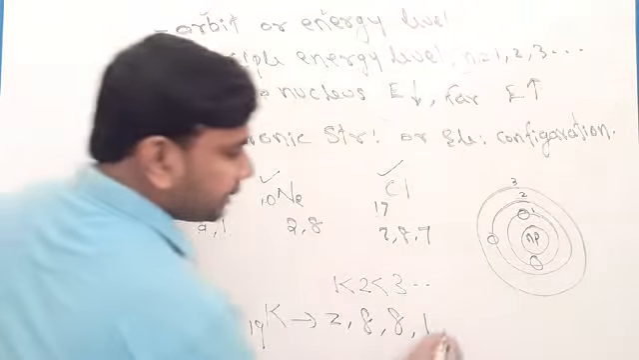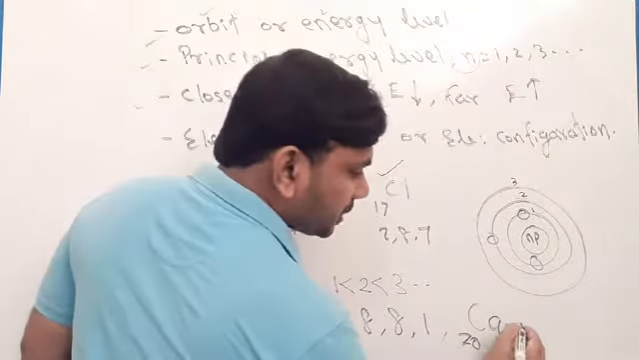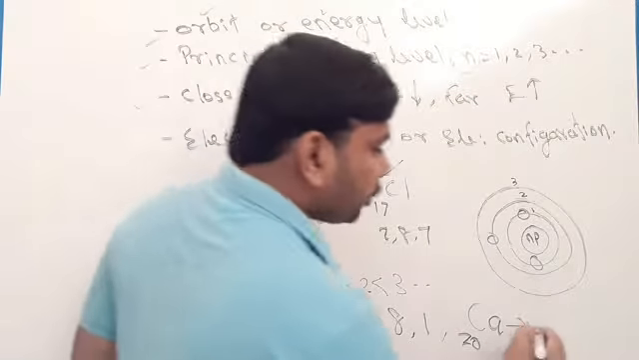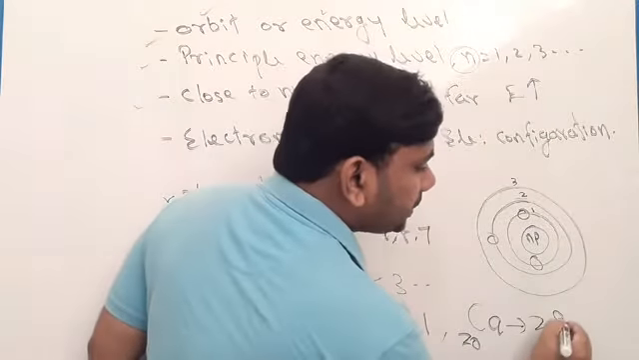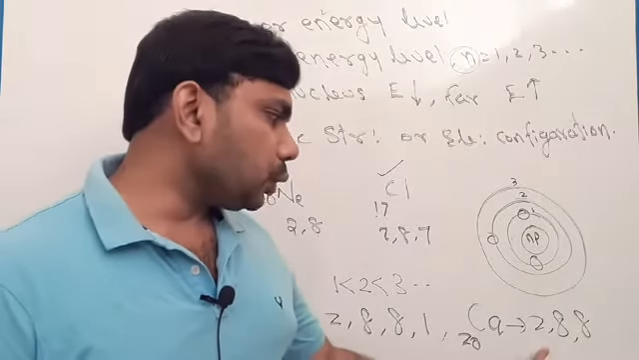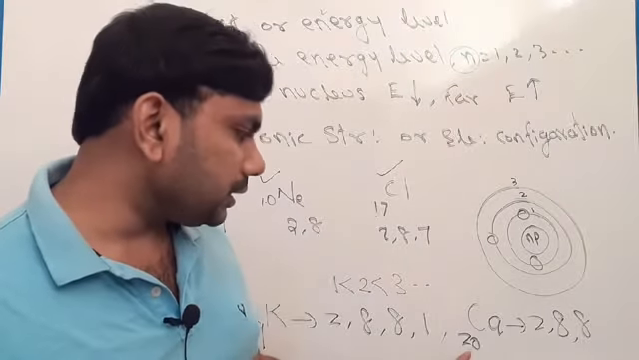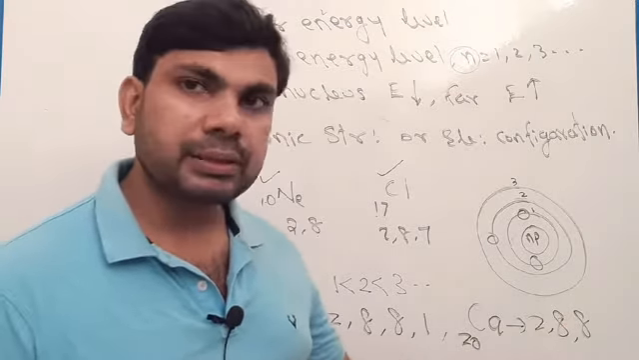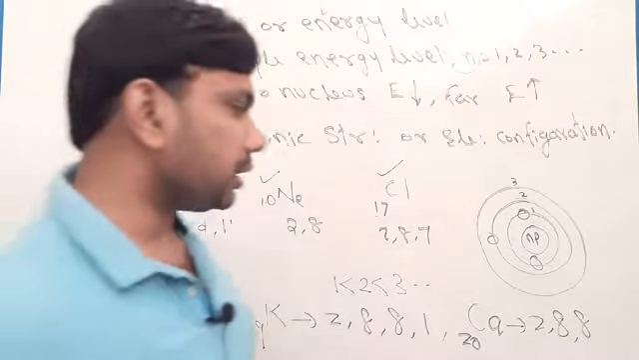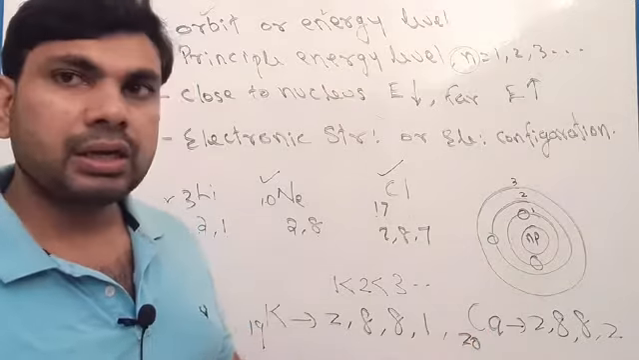Look here, another example. Calcium, atomic number 20. So first orbit, how many electrons? First orbit 2 electrons. Second orbit 8. Again 8. Now how many electrons here? 2, 8, 8. It is 18. We have a total of 20 electrons. How many electrons are left? 20 minus 18, 2 electrons. So this is the electronic structure of calcium.